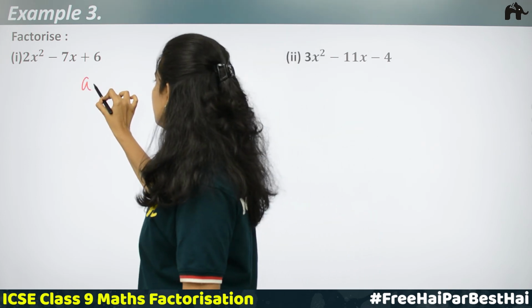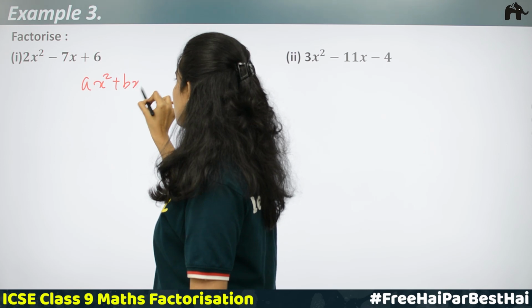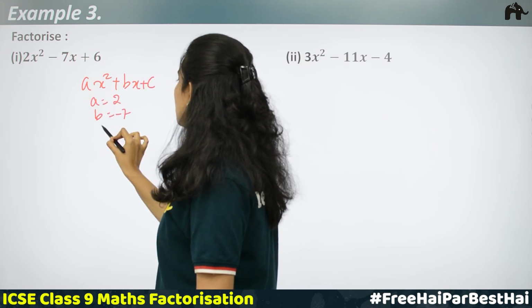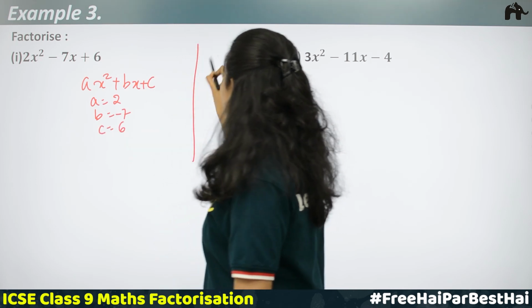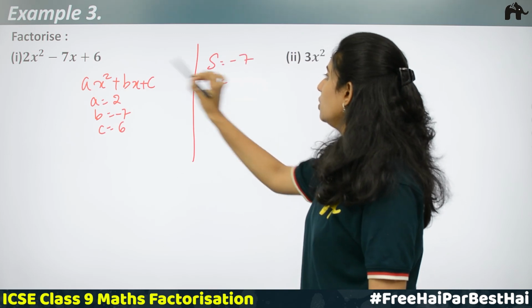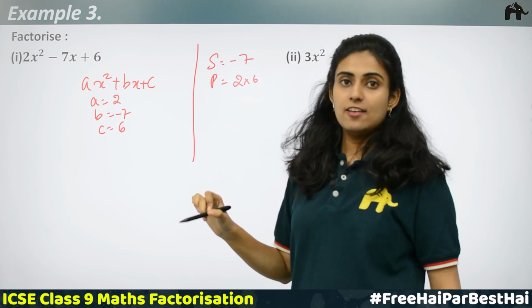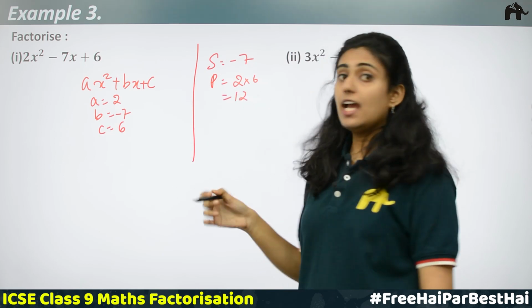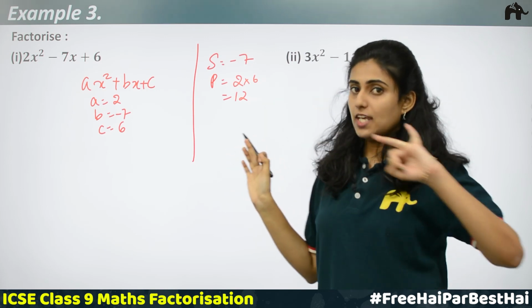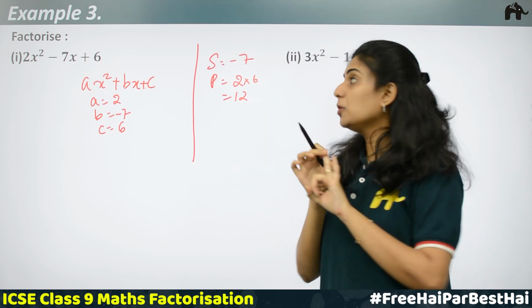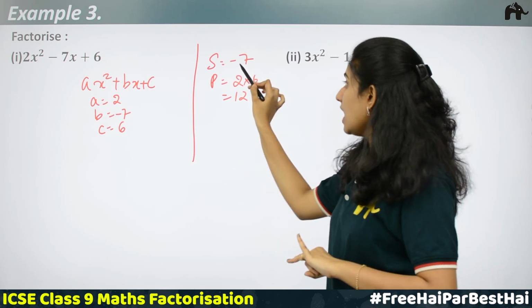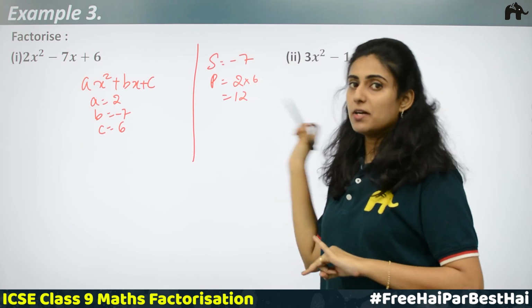So this is of the form ax square plus bx plus c. Here a is equal to 2, b is equal to minus 7 and c is equal to 6. So here the sum will be equal to minus 7 and the product is 2 into 6, a into c, which is equal to 12. You can see that the sum is negative and the product is positive. Positive product, two cases, both the numbers are positive or both the numbers are negative. When both the numbers are positive, sum will also be positive. So here we have negative sum, which means both the numbers are negative.